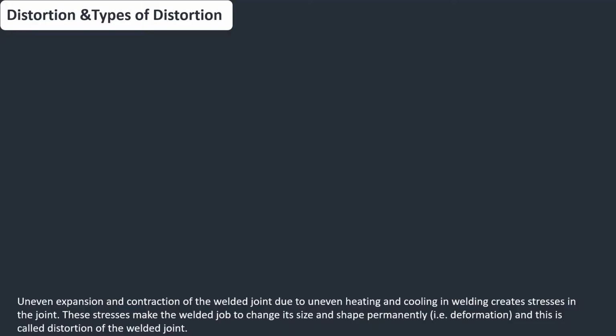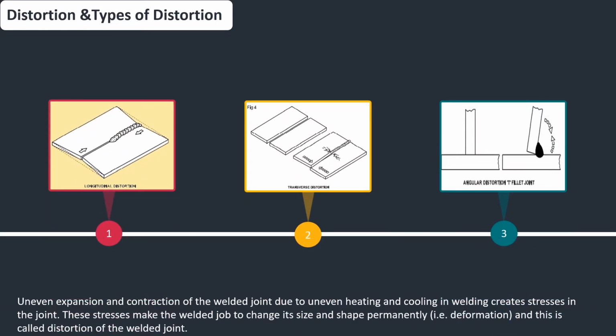Distortion. Uneven expansion and contraction of the welded joint due to uneven heating and cooling in welding creates stresses in the joint. These stresses make the welded job change its size and shape permanently, and this is called distortion of the welded joint. There are three types of distortion: longitudinal distortion, transverse distortion, and angular distortion.